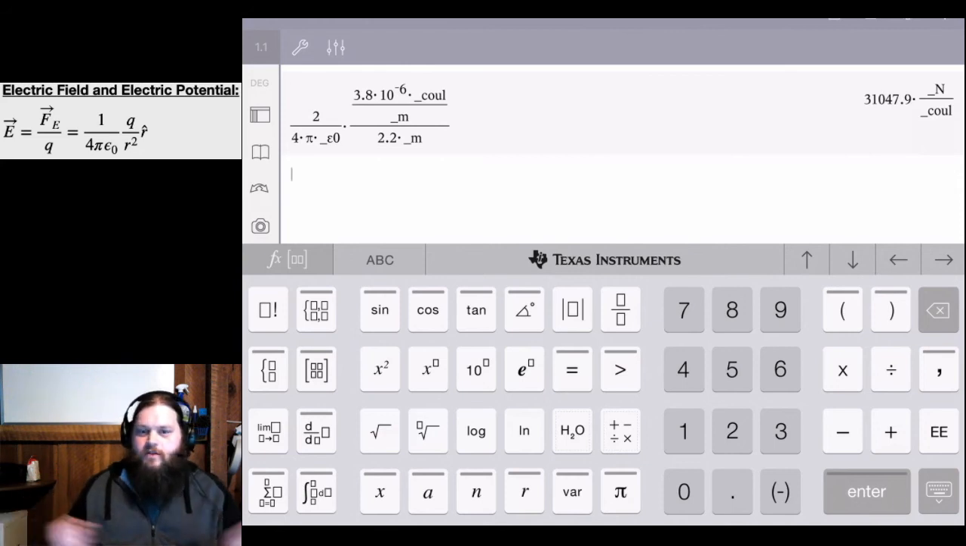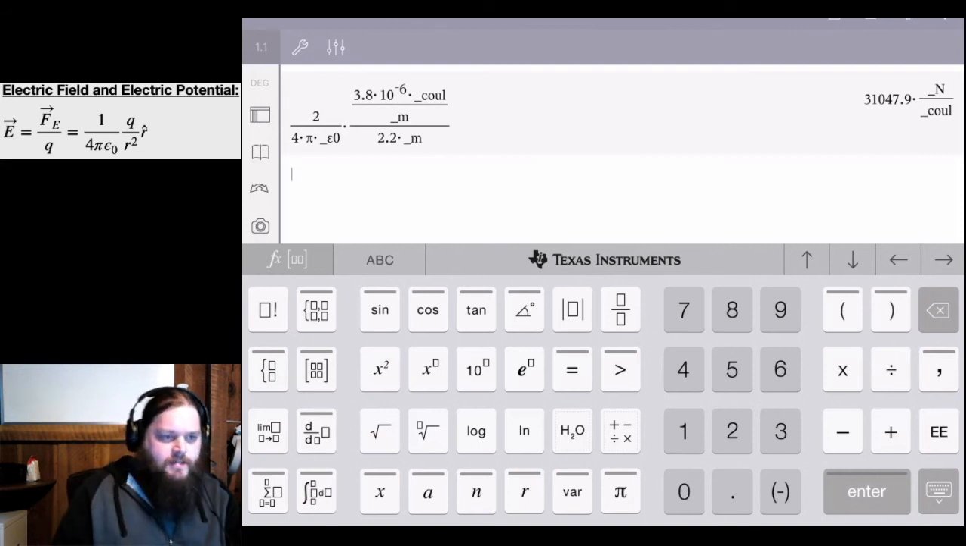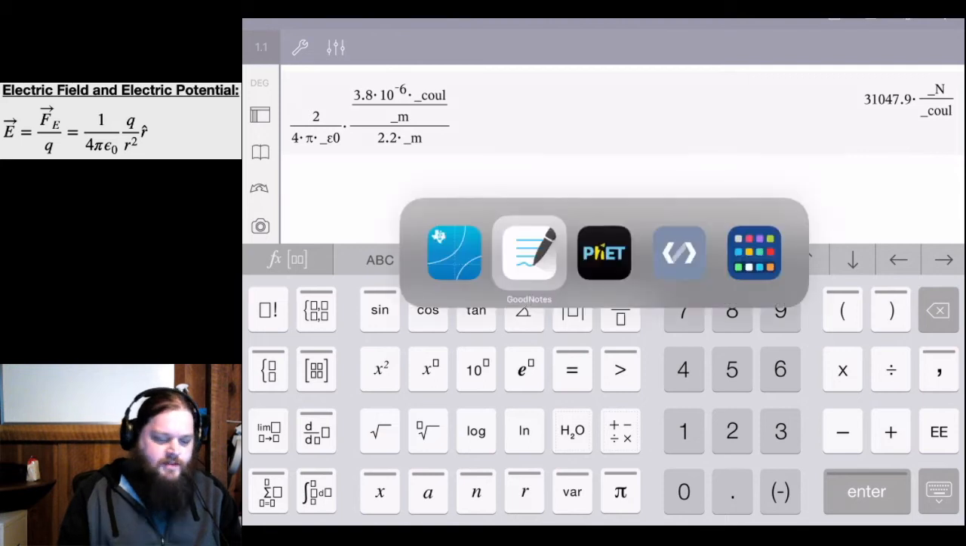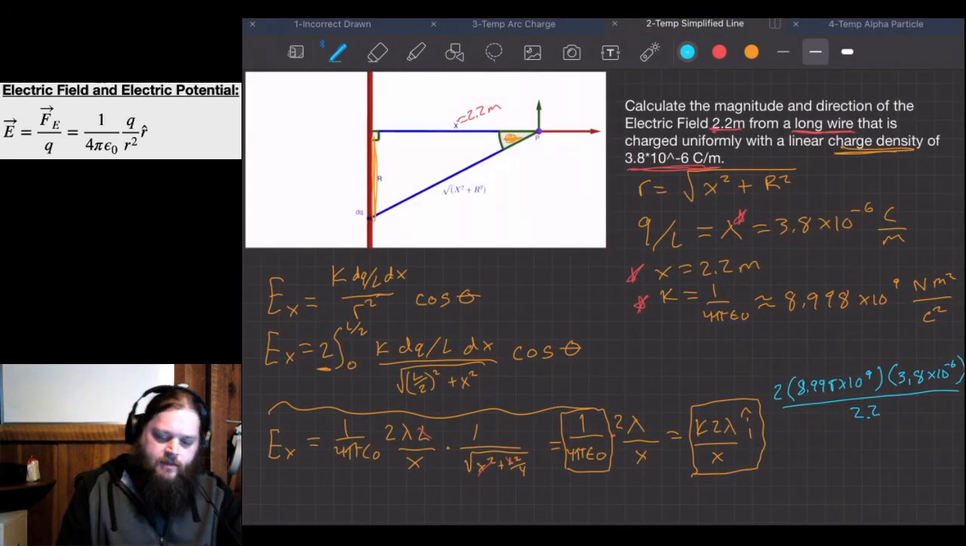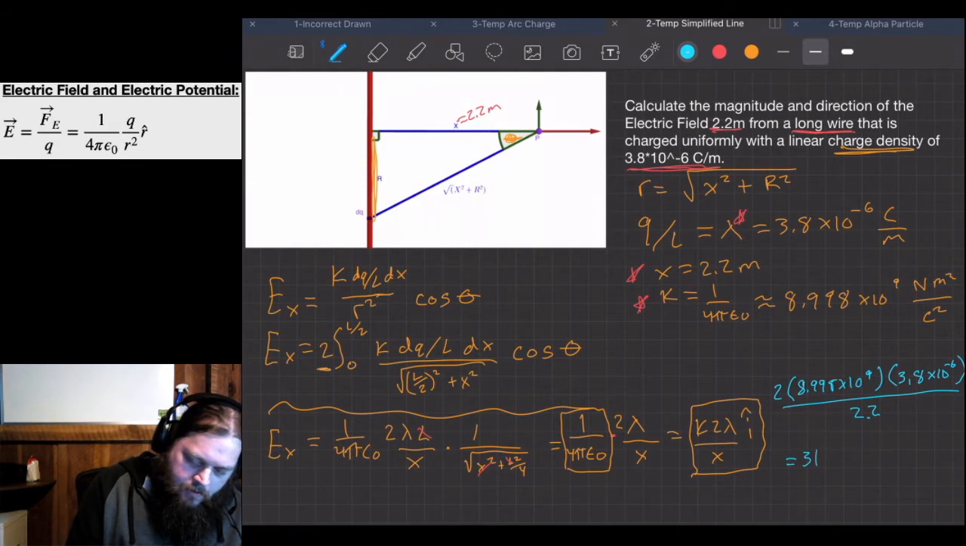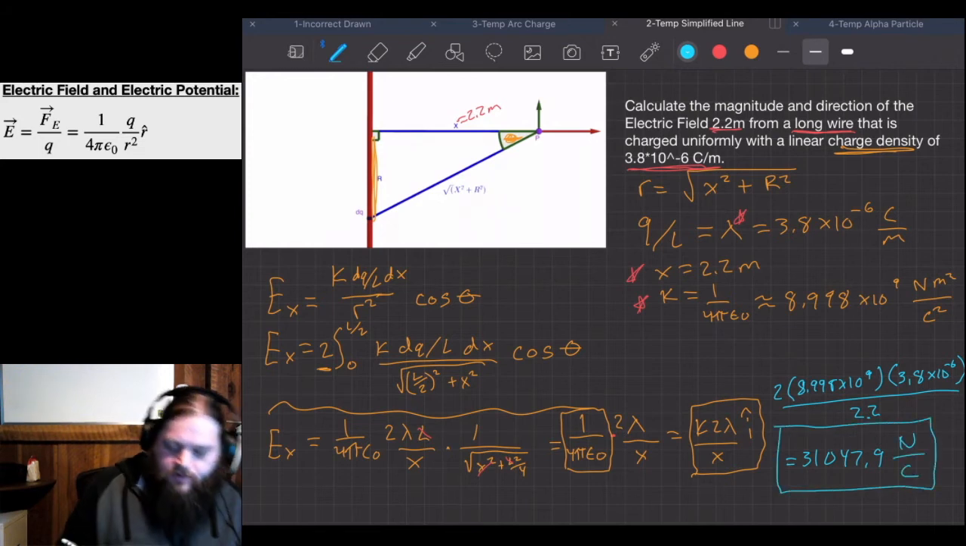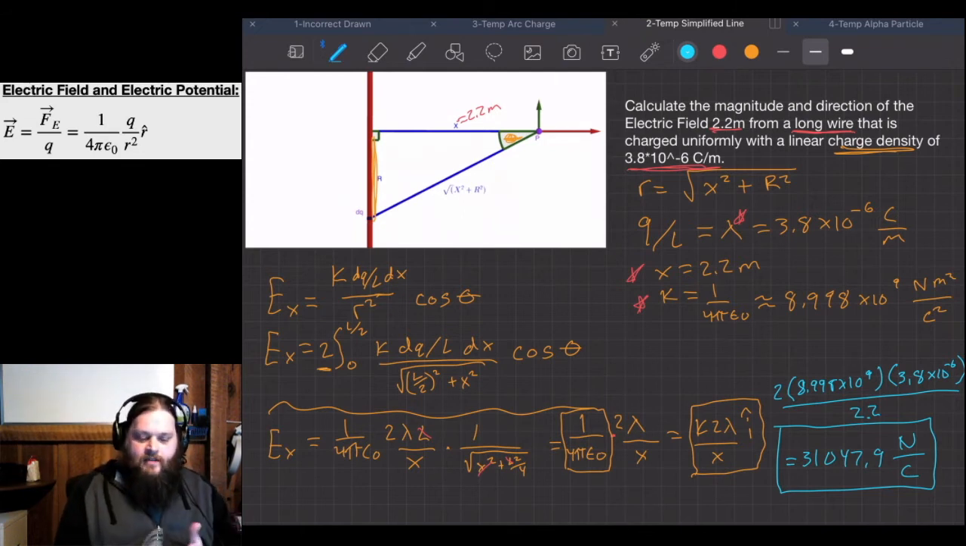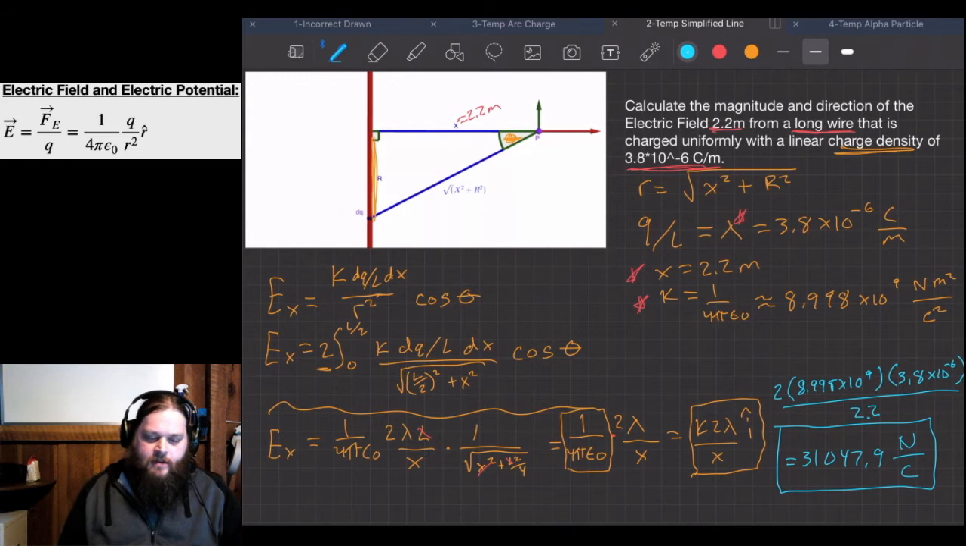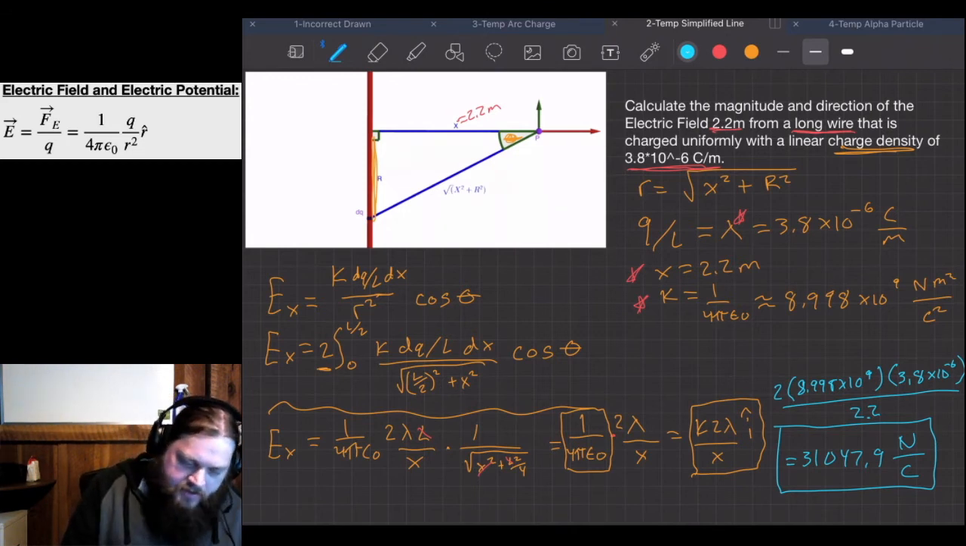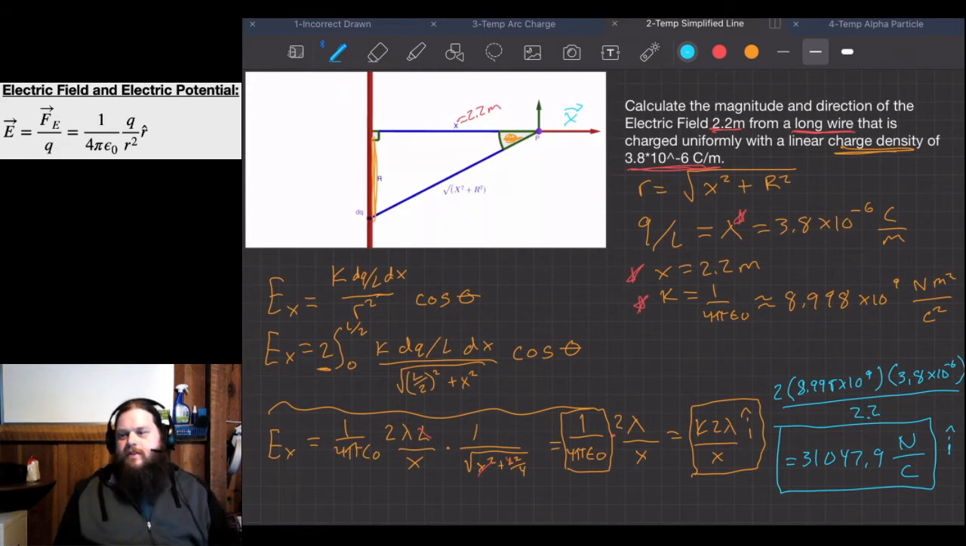It's a really strong field when it comes down to it, but it's a really long line as well, and you're not that far away from it. So that's going to be 31,047.9. So I'll write that here. 31,047.9, and the units for that is going to be newtons per coulomb. And that is the unit for electric field. So that's the answer for calculating that magnitude and direction. The direction, if we want to put it in here, is just going to be, in my case, the x direction, right? So I call it i hat. So you get that vector notation in there.